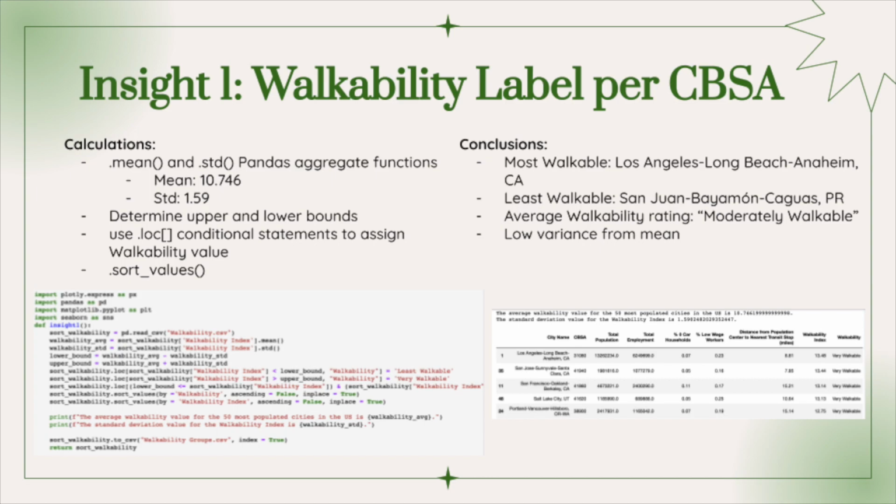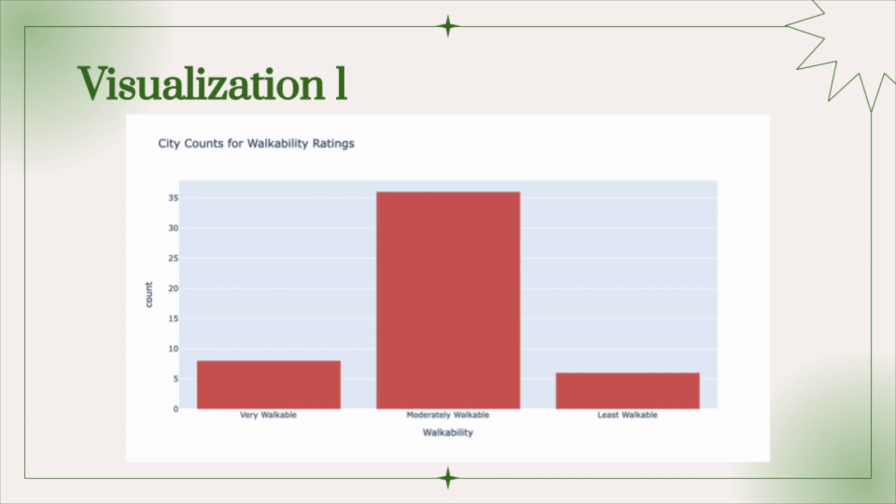According to the mean value 10.746, the average walkability index for the top 50 most populated CBSAs in the United States indicates that the average urban area in the United States is moderately walkable. The standard deviation value 1.59 is relatively low, indicating that the walkability indexes from the most populated cities in the United States have low variance from the mean. Our first visualization was a histogram that showed the count of CBSAs that contained a specific walkability value.